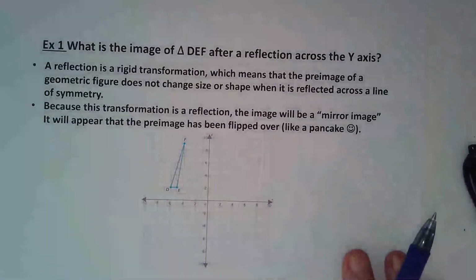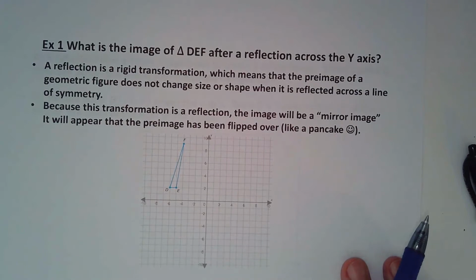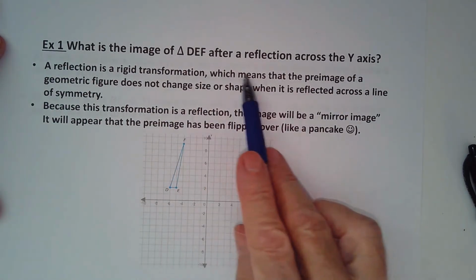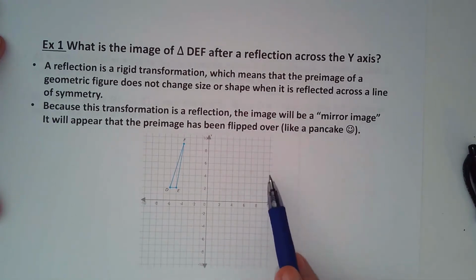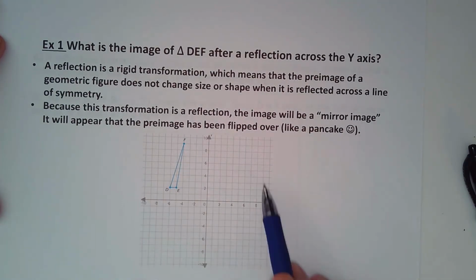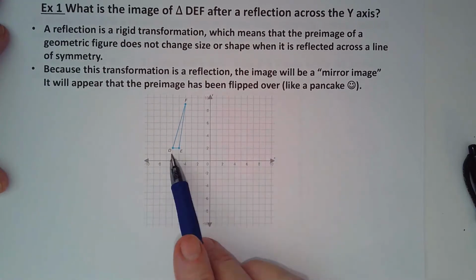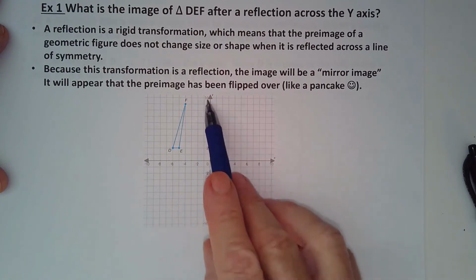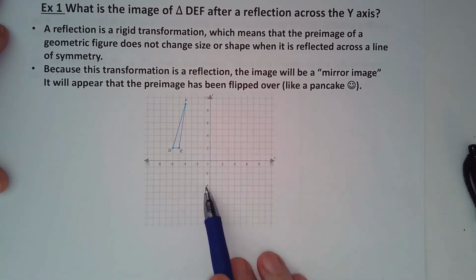Most of this is very visual, so the screens will go fairly quickly. So the first example is: what is the image of triangle DEF after reflection across the y-axis? I've got this graph here, and you'll notice this triangle DEF, and we're going to reflect it across the y-axis, which is the vertical axis.